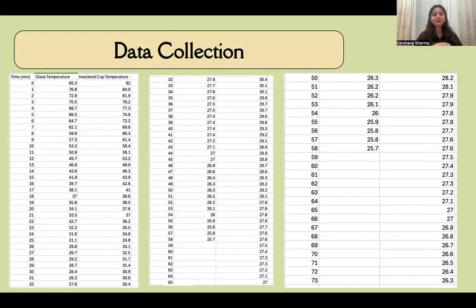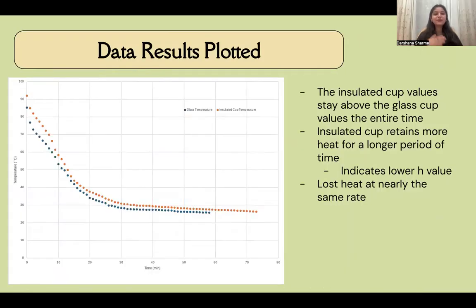So this data collection is only here to show that the glass cup reaches room temperature a lot quicker than the insulated cup. And this is also shown here. You can see here that the insulated cup values stay above the glass cup values the whole time. So this means that the insulated cup retains more heat for a longer period of time, and it's at a higher temperature throughout. This indicates that the insulated cup should have a lower H value. Also, you can notice that they're losing heat at nearly the same rate. The curves are very similar, and this is likely because they're in similar conditions. Both cups have open tops and they're on the same counter, so they might be losing heat the same way.